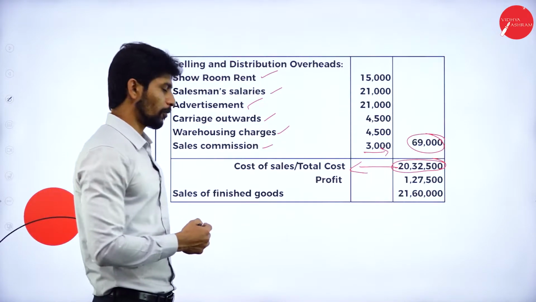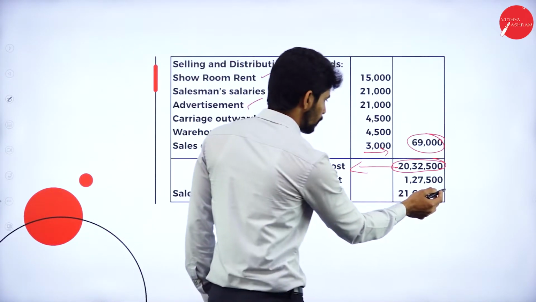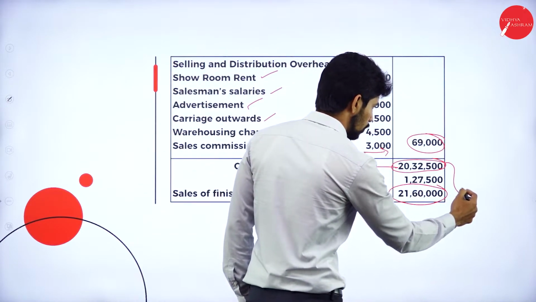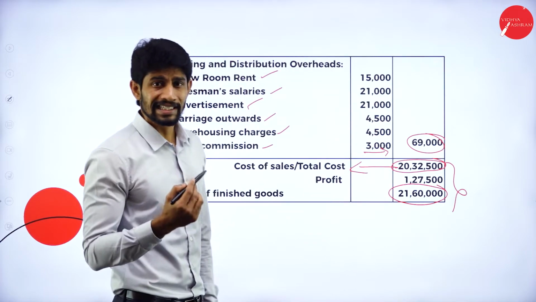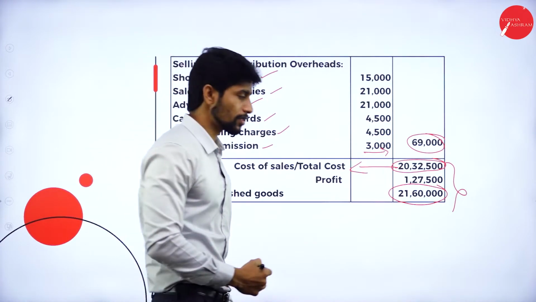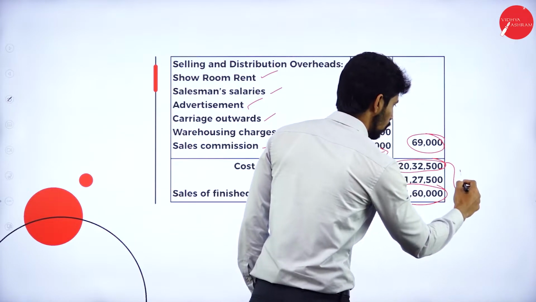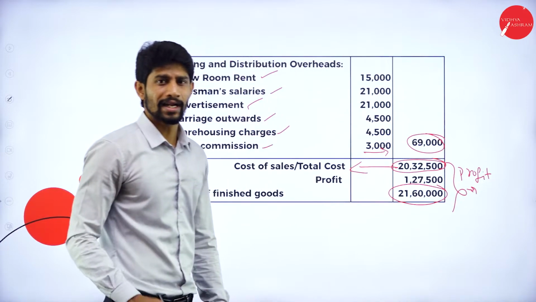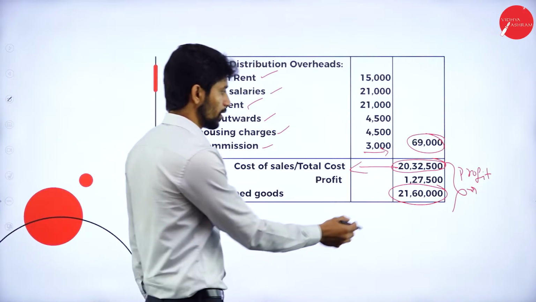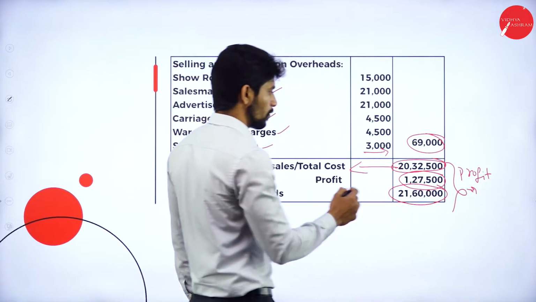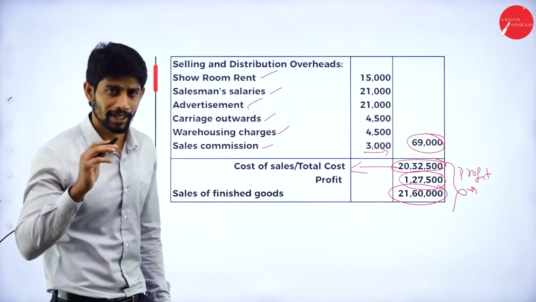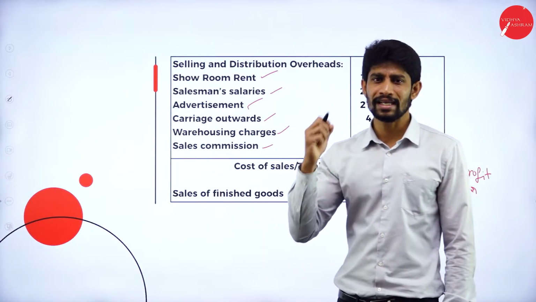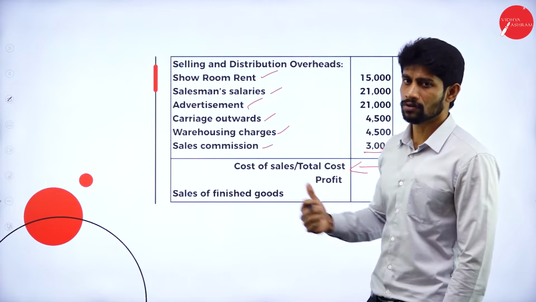And sales is given in the problem, right? Sales is given, that is 21,60,000. So now the difference between the total cost and the sales is called what? It is called profit. So here in this problem, the profit is 1,27,500. So this is how we are supposed to solve the problem. So first we have to segregate each and every expenditure, then we have to solve the problem.